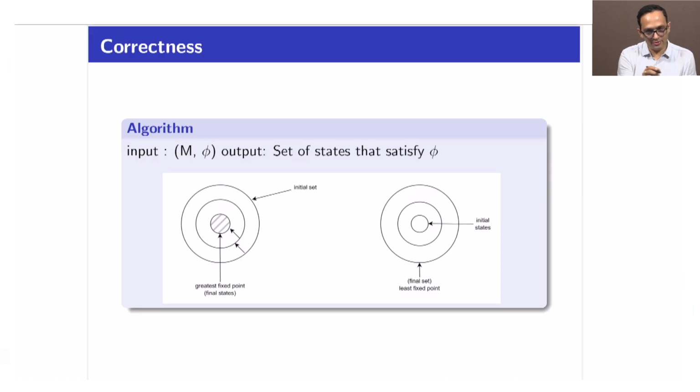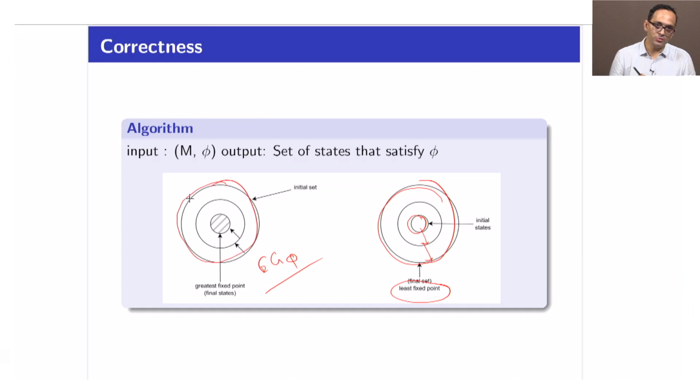So, the labeling algorithm we have seen so far is a kind of least fixed point. We start from the start, then you grow, and then you get a final set. This is called the least fixed point. And for EG, we discussed in the previous class that it is a greatest fixed point. So, we start with all the states, and then I try to remove some of the states. From this I go to this set and so on, and finally I get this, and this is my greatest fixed point. These are the nodes where EG phi holds.